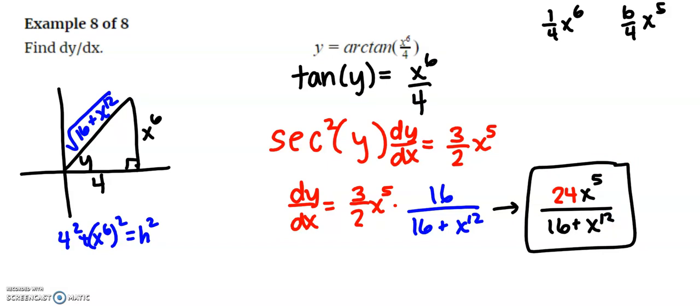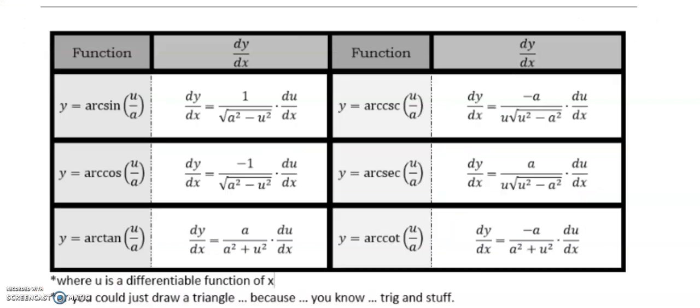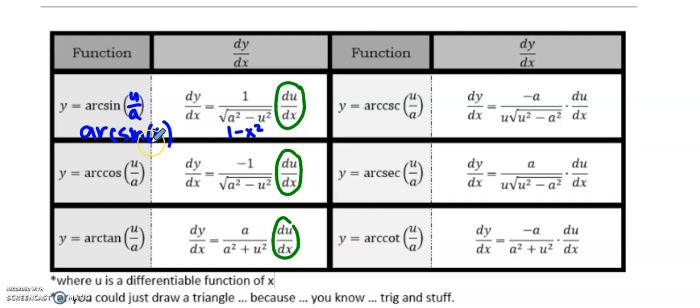Now, if we're trying to connect this with our formulas that we just came up with, let's look at this chart, where u is a differentiable function of x. The two that we just did, throw in this du/dx chain rule situation. What I want to point out to you is that this is when you have u over a. And so instead of 1 minus x squared, when we just had arcsine of x, now we have, this was x over 1, now we have u over a. So u squared and a squared.